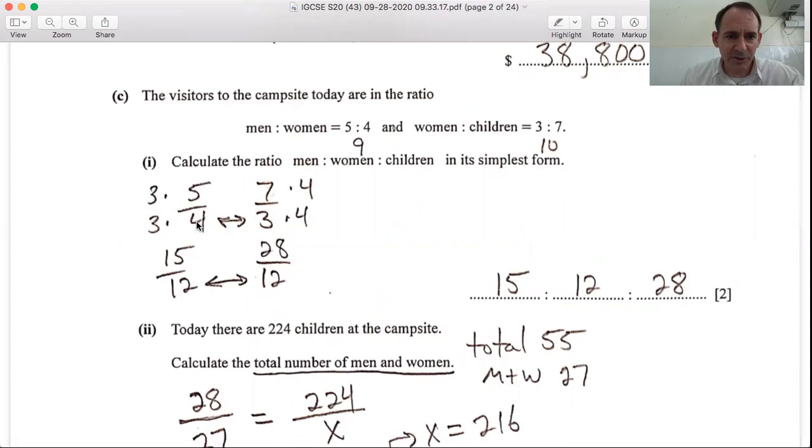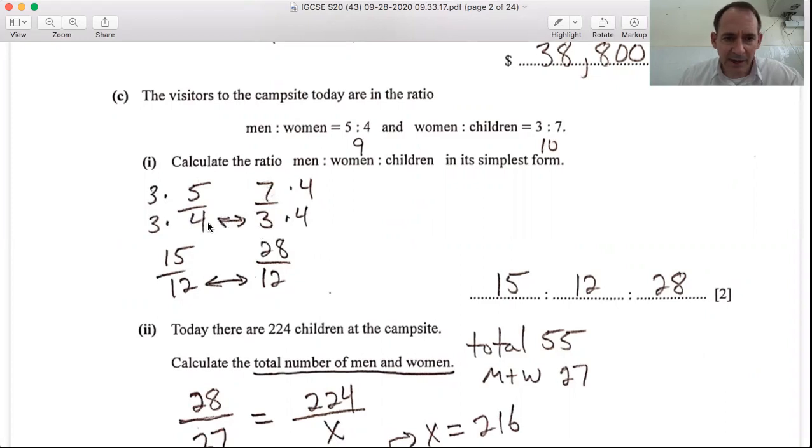Well, our men to women was 5 to 4, and our women to children was 3 to 7. Well, since we have women on the bottom over here on the left, we're going to put women on the bottom over here on the right. So we have men to women, 5 to 4. And then over here, we're going to put children to women. That way the women occupy the same location in the fractions.